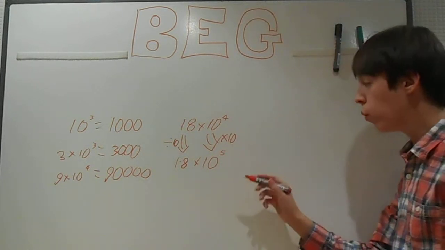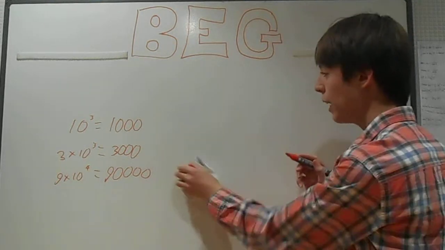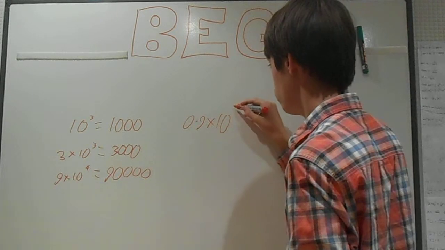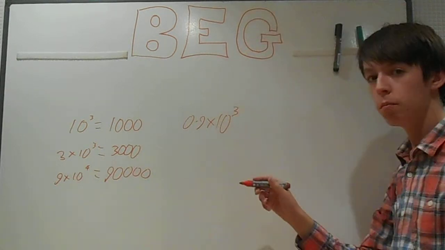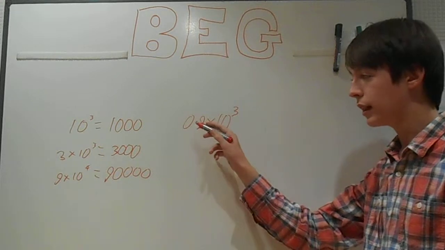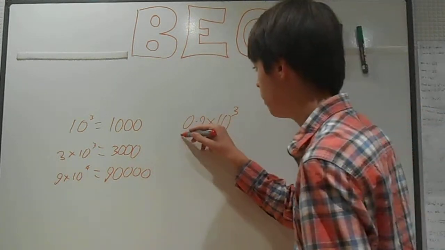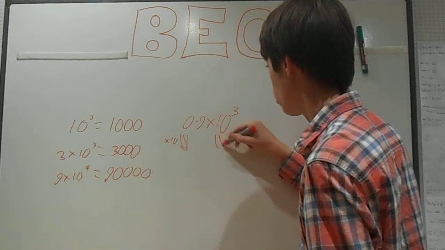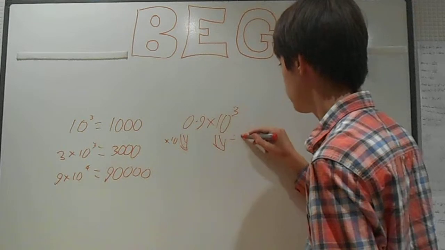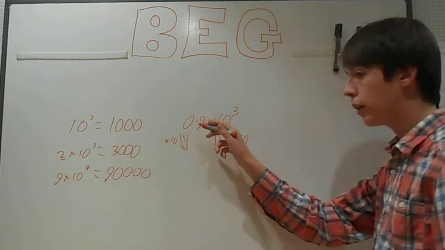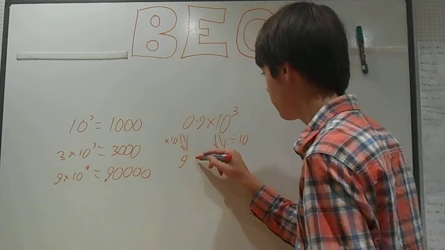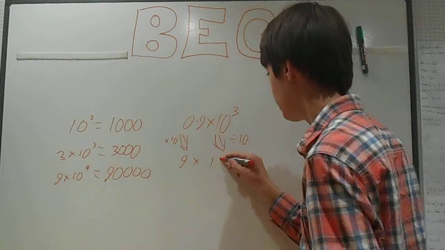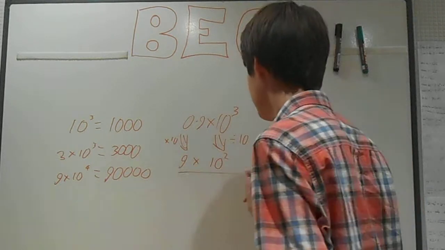Okay? Equally well, what if we had something like 0.9 times 10 to the 3? Well, last time we divided this by 10, this time we're going to multiply it by 10. So, 0.9 times 10 is just 9, and obviously this one we do the opposite, we divide by 10. So 10 to the 3 divided by 10, 10 to the 3 minus 1, is 10 to the 2. And that is in standard form.